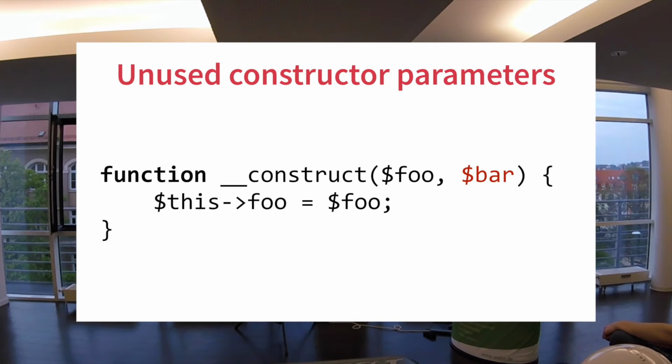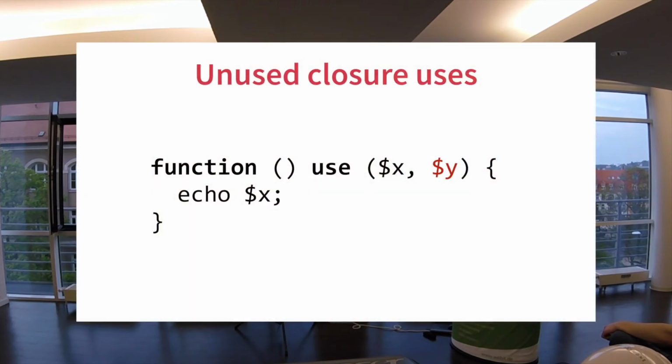But in case of constructors, I think it's always a mistake if you have an unused parameter. It means that you can either delete it, or you probably forgot to assign it to a property. So you can fix your code either way, either delete it or use it. And it's the same situation with unused anonymous function uses. You also have to use it, or you can delete it.